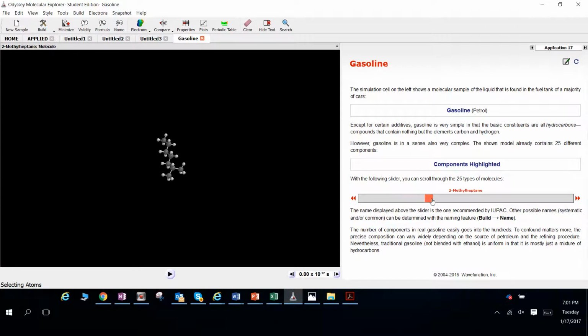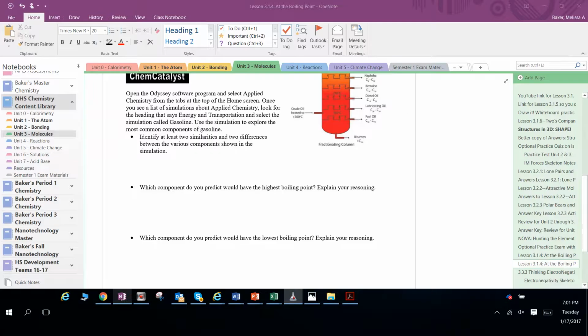2-methylhexane, very similar. I'm going to go through these a little bit faster. Lots of different hydrocarbons. Now here's one that has a ring called toluene, another ring called xylene, different isomers, and the last one here is cyclohexene. So there is a ring structure.